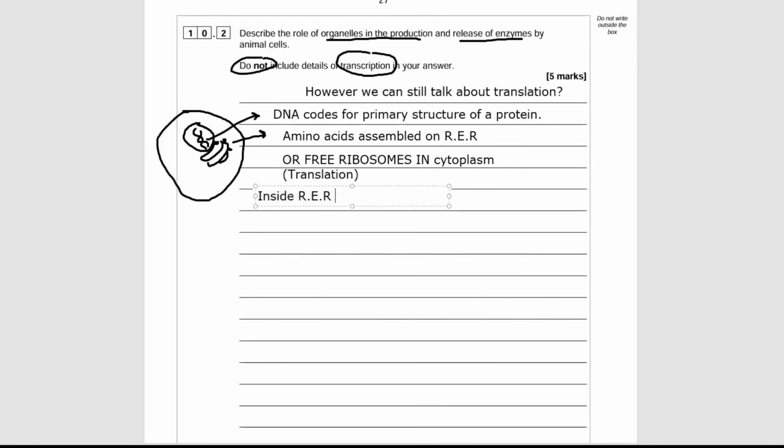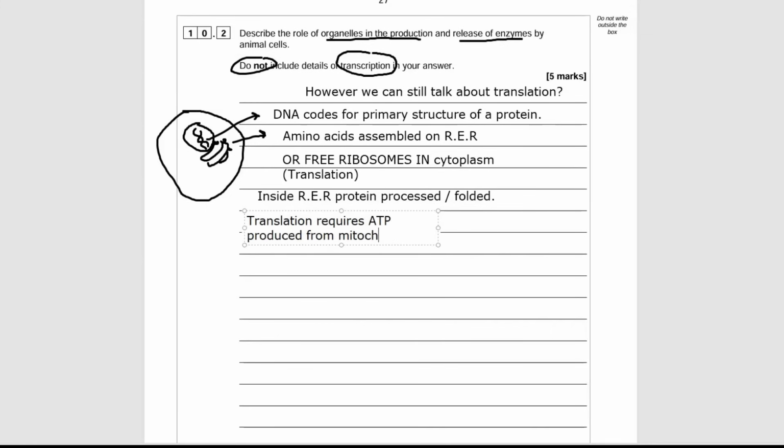You also get processing of the protein. This means it develops its secondary structure, you know, the alpha helix or the beta pleated sheet, etc. And that is inside the rough endoplasmic reticulum. It can be folded. Then it needs to go and get packaged. So it's going to travel via a vesicle to a Golgi apparatus.